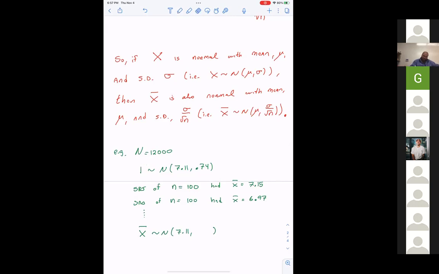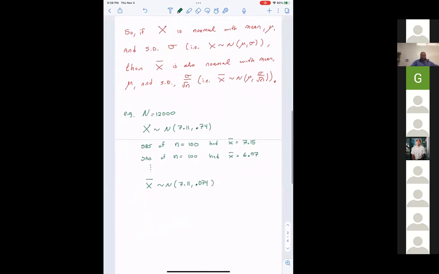And I guess we'll go back and call this, instead of calling it t, we'll just call it x like the rest of the problem. What's the standard deviation of x bar? Would it be 0.74 divided by the square root of n? And what is n? 100? So what do we get? Won't you get 0.074? Yes. So x bar is normal with a mean of 7.11 and a deviation of 0.074.